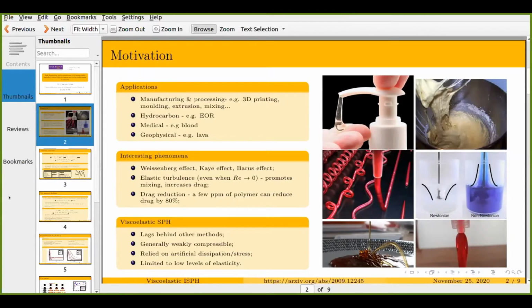Previous viscoelastic SPH has been generally weakly compressible, and it's relied on artificial dissipation, or artificial stress or viscosity, so sort of tricks to make it stable. And it's been limited to really quite low levels of elasticity. Now there are methods that can get over these things, which have been used in other schemes like finite difference, finite volume, finite elements, but they've not been put into SPH yet, so it's really lagging behind other methods.